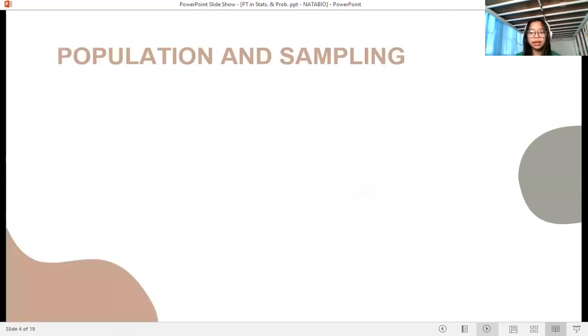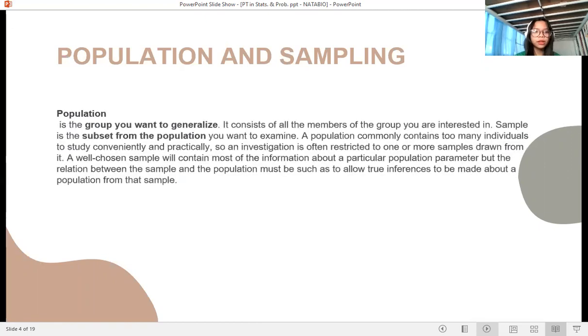As I have said earlier, we should first familiarize ourselves with the population and sampling. The population is the group you want to generalize. It consists of all the members of the group you are interested in. A sample is the subset from the population you want to examine. A population commonly contains too many individuals to study conveniently and practically. So an investigation is often restricted to one or more samples drawn from it.